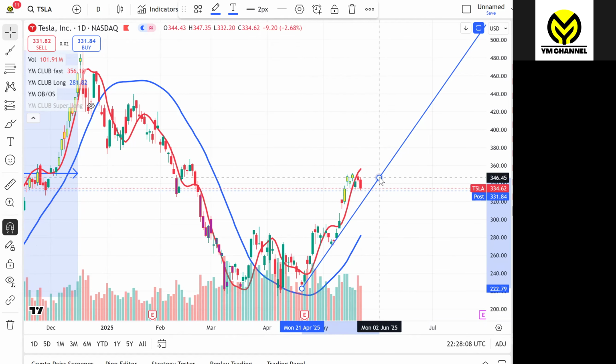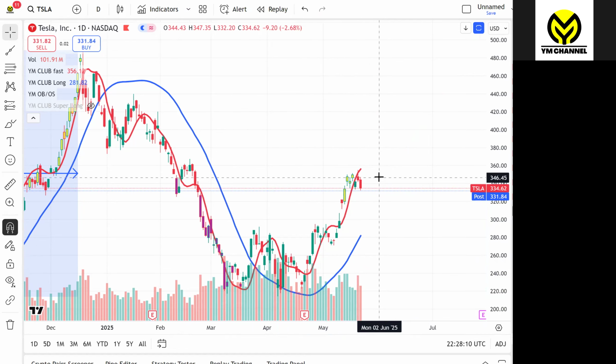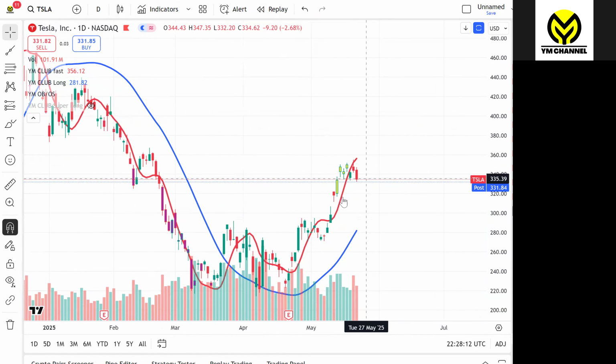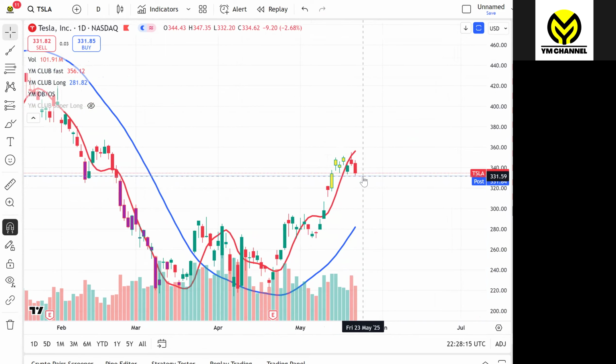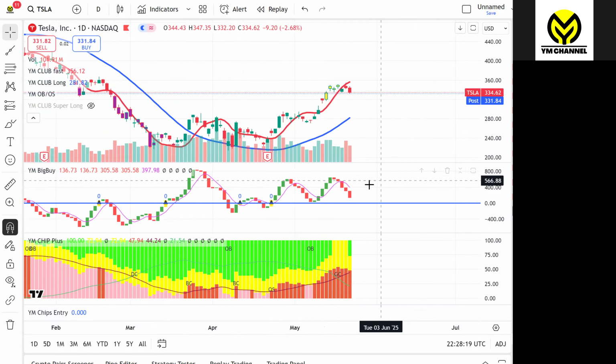Okay, but the one thing is we have some problem with Tesla recently. Look at these three candles. The first thing is they dropped below the red already. They dropped below the red, and we have YM big buy to tell you the fund.